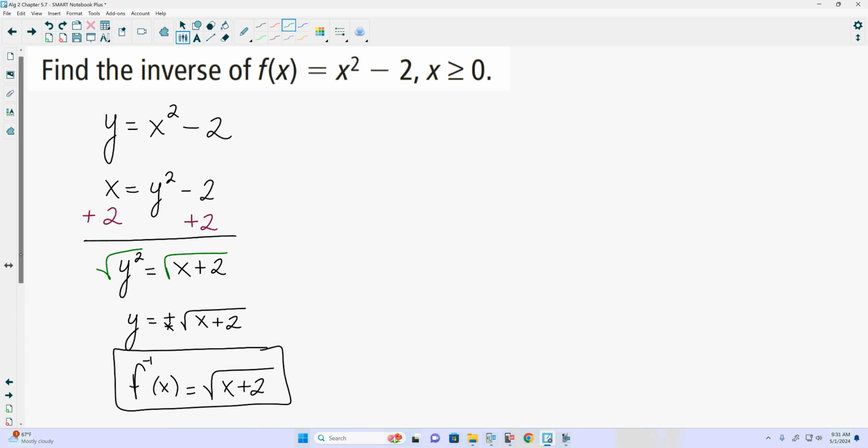Questions on this here? It is plus or minus, but because up here they said x is greater than 0, the negative case we don't have. Now, if it just told us to find the inverse and then add the x is greater than or equal to 0, yes, we would leave the plus or minus. Questions on this here?